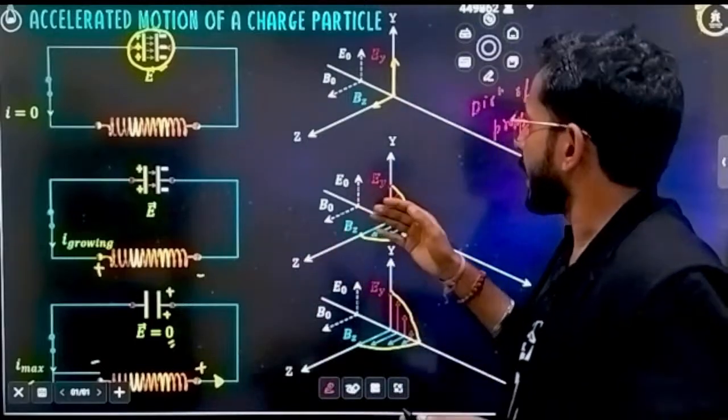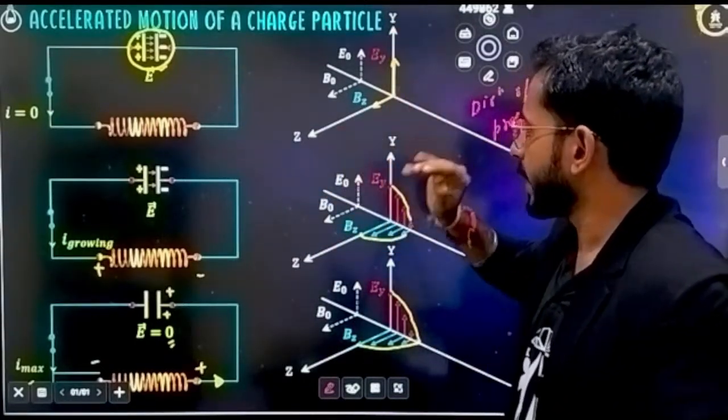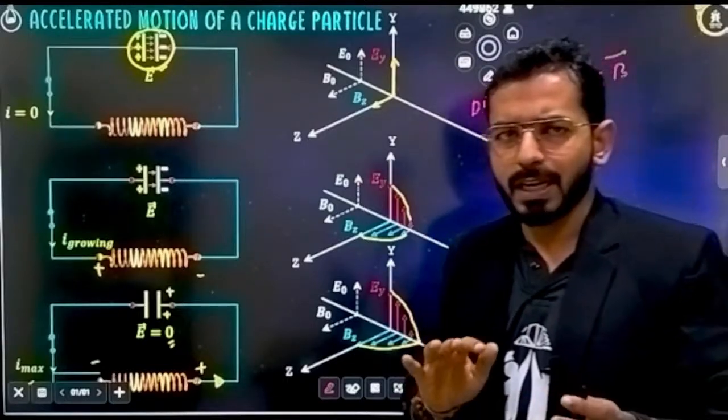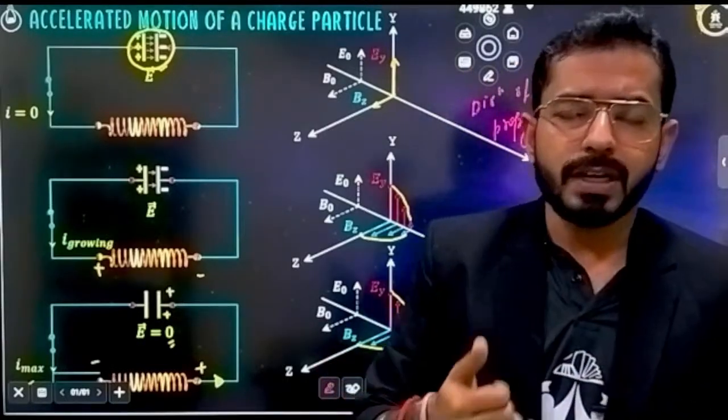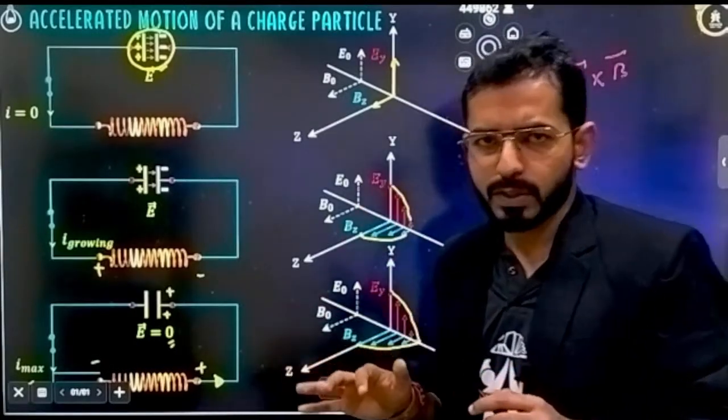And due to that, I can find that the electric field is going in the positive y-axis and the magnetic field is going in the z-axis. I am just telling you how the wave actually propagates, how the electric field and magnetic field will be oscillating. As of now, I am just telling you. After that, we will see the equations also.